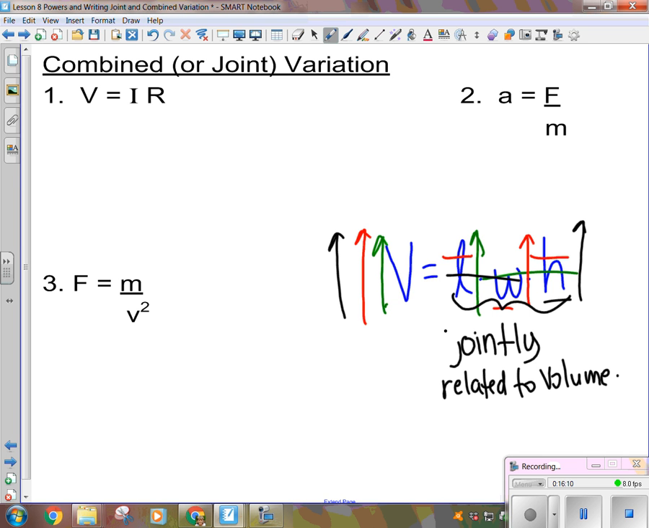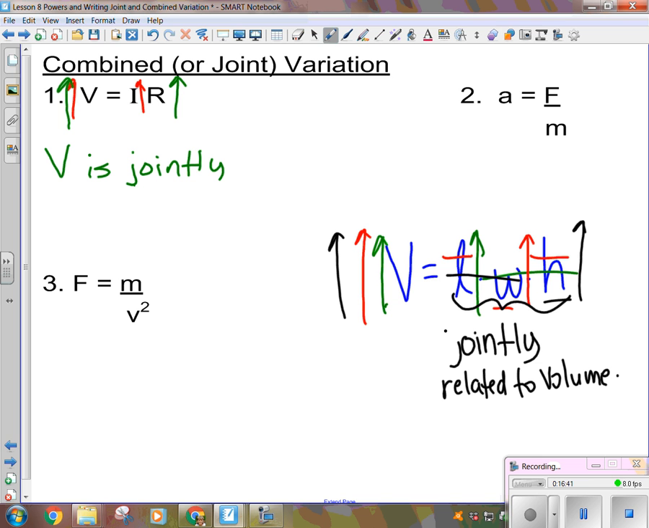I would probably write down "jointly." Do y'all see the example V equals I times R? In this case, I is on top, and ignore the R, and V is on top. Those two are what? Directly related. What about if I had the R or the I? R is on top and V is on top. They're also directly related. So V is jointly.